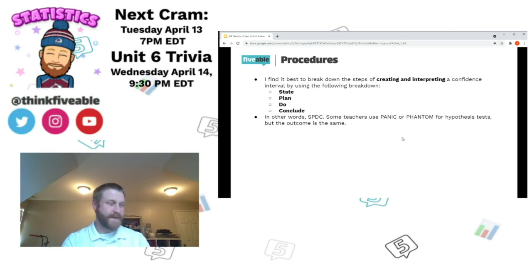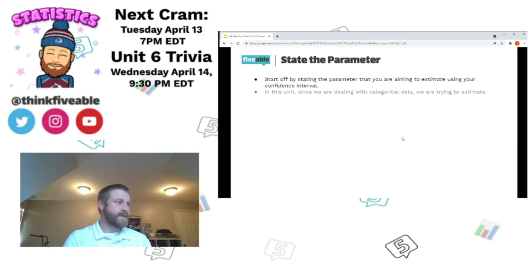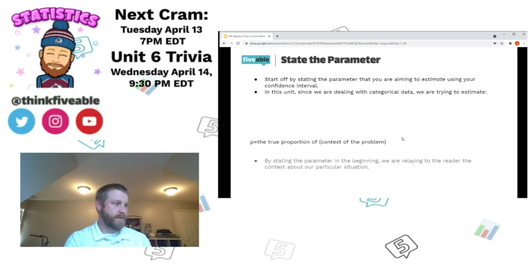I like SPDC for all inference. It just keeps things consistent. There's some key buzzwords you see, and as you see those, you just know I've got to do a SPDC problem. Okay? All right, so stating the parameter.